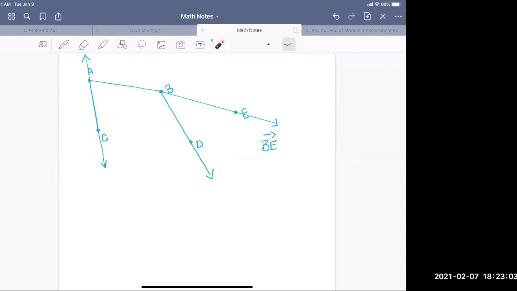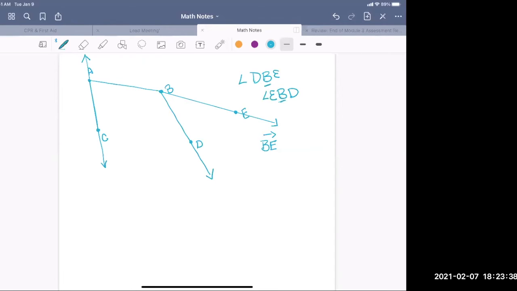Both rays start at point B and extend out. And any two rays that share the same endpoint create an angle. We can call this angle DBE. And the way we note it is with a little symbol like that, an angle symbol. Another way we can write it is as angle EBD.